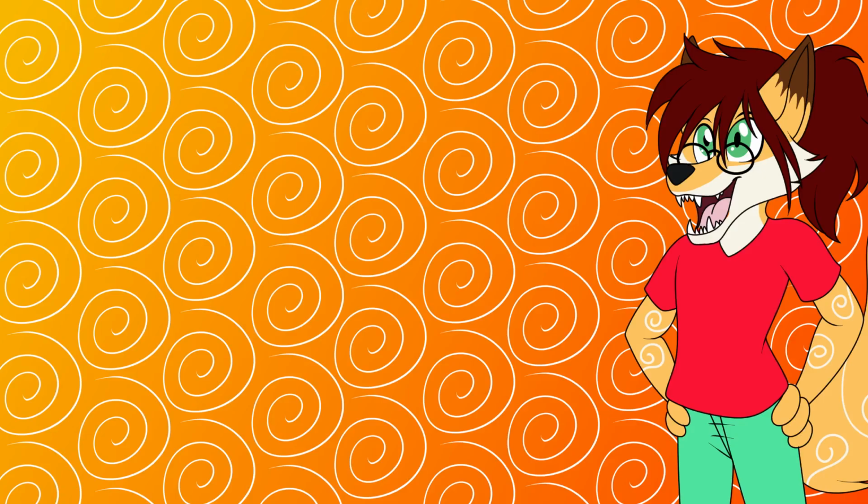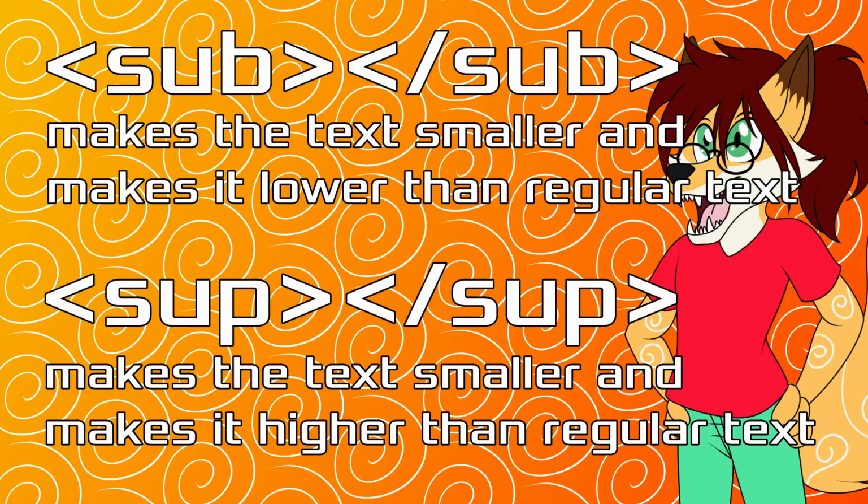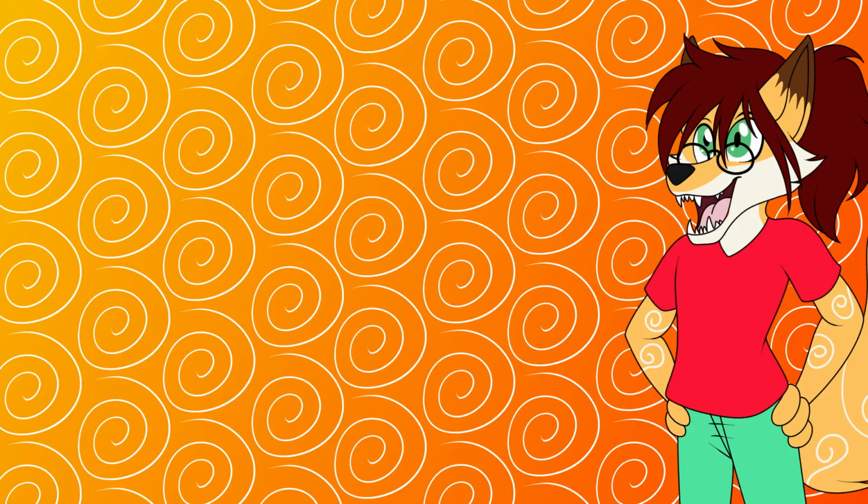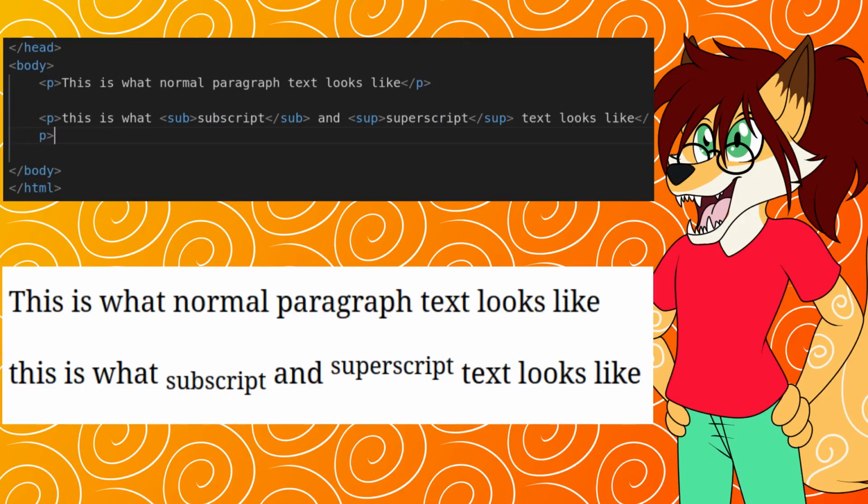But if you want to alter the position of smaller text, say for a footnote within the text, you'll want the sub and sup tags, standing for subscript and superscript text. The sub tag will make the text smaller, but it will also push it down slightly below the bottom of the rest of the text, while the sup tag will push it up higher, making them useful for notes and addendums to whatever you're writing out at the moment.